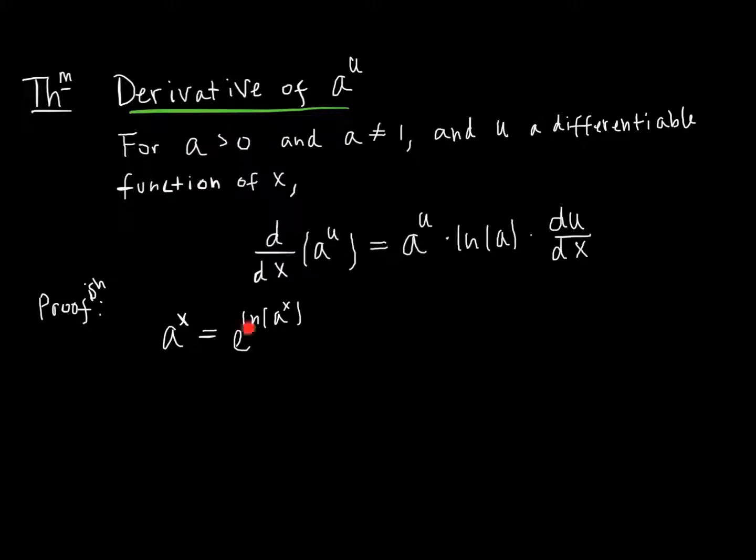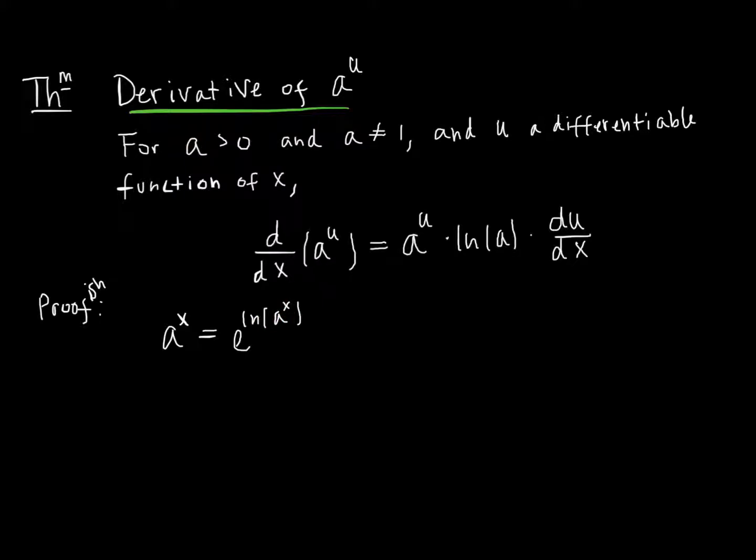Okay? And here's why. Because the natural log is just saying, what do I raise e to the power of to get a to the x? Well, whatever that power is, I'm raising e to that power. So I'll end up with a to the x. Okay? So these two are equivalent, and now I have something that I can take the derivative of, because this is e to some something of x.